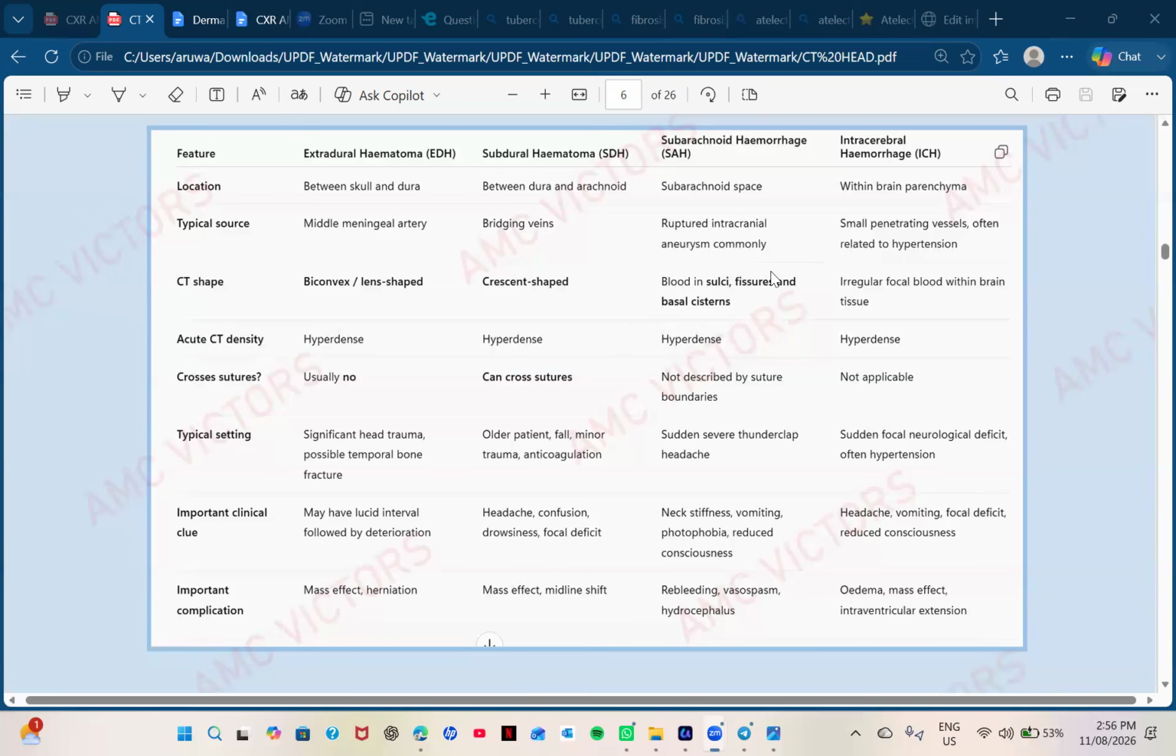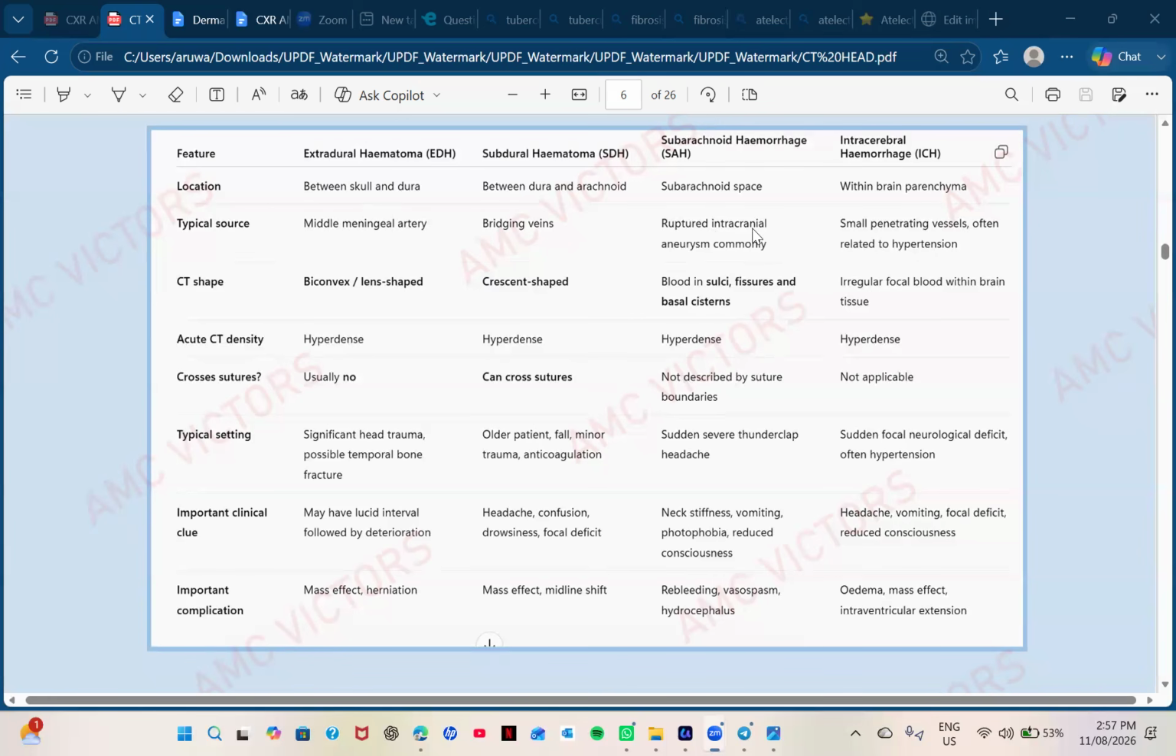Then what about subarachnoid hemorrhage? What do you know about subarachnoid hemorrhage? Very important. It is a thunderclap headache, the worst headache of life, with maximum severity, maximum pain. That can be associated with nausea and vomiting.